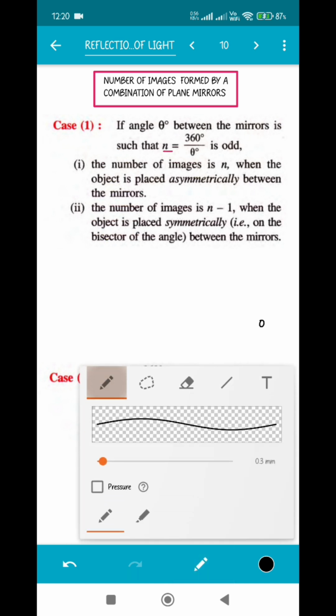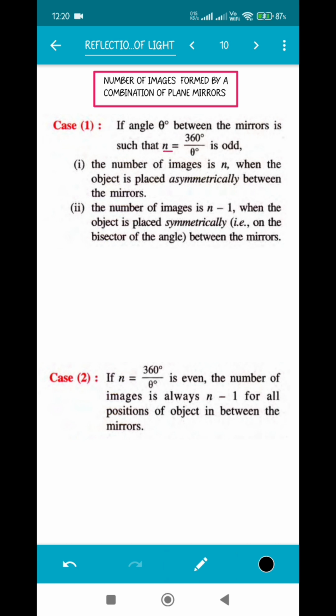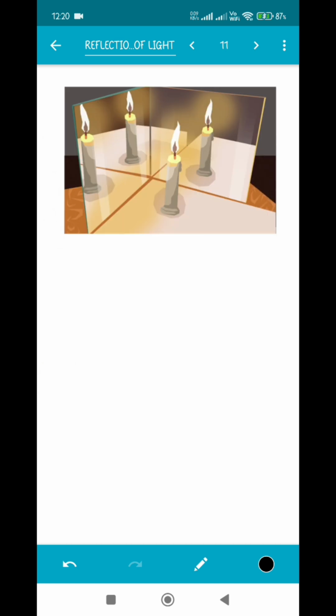Now, based on the observation that we have just made, let us find the number of images when two mirrors are placed perpendicular to one another and when they are placed parallel to one another. As you can see over here, this is mirror 1 and this is mirror 2, and they have been placed at an angle of 90 degrees with one another. So theta is equal to 90 degrees.